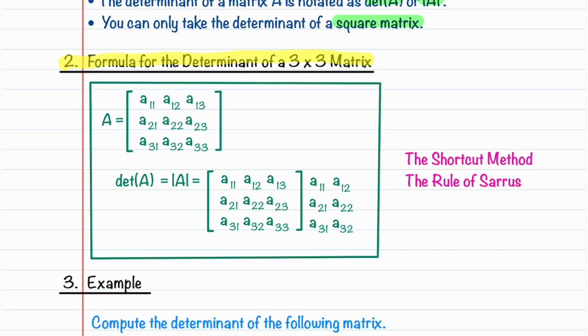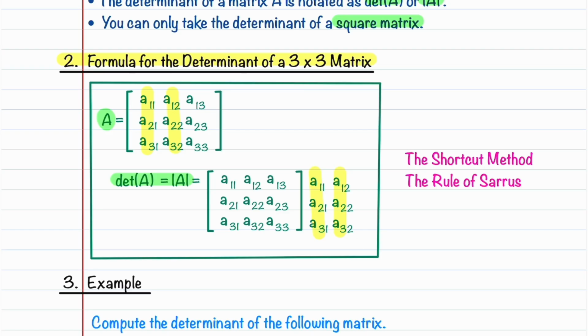Let's now go over the formula. We have a 3x3 matrix, which I've labeled as matrix A, and I'm going to show you how to find the formula. What you're going to do is you're going to take the first column and the second column, and you're going to write them to the right side of the matrix. Just a piece of advice, it really helps if you write neat for this.